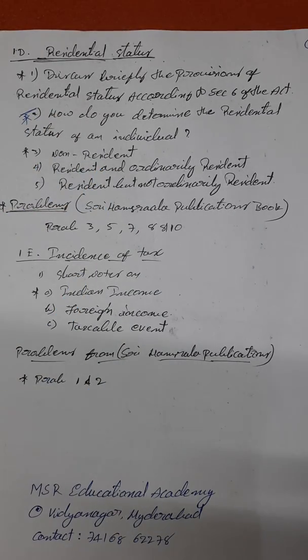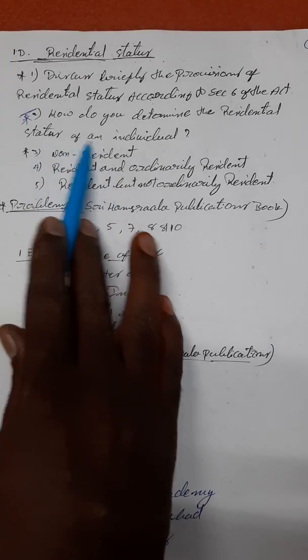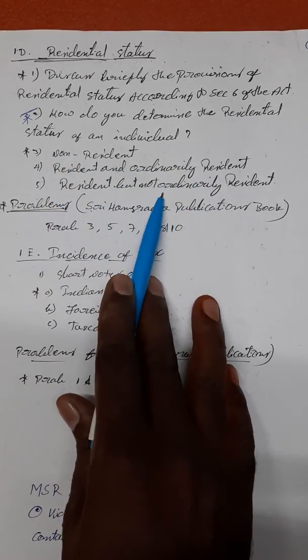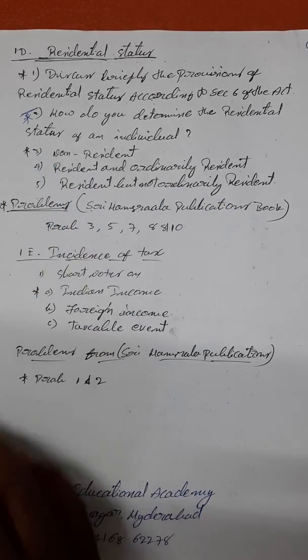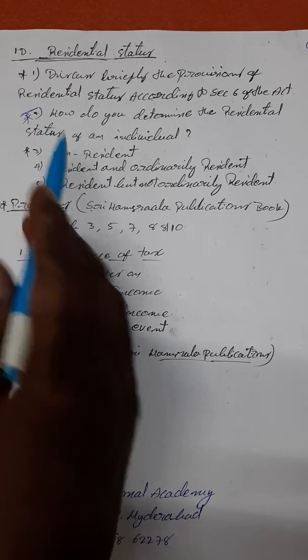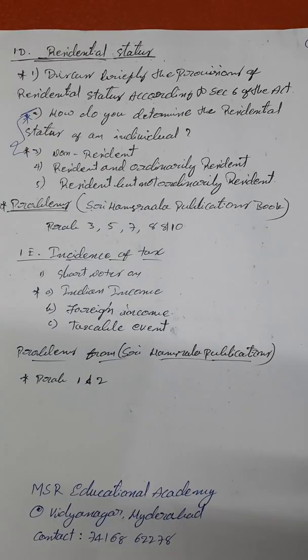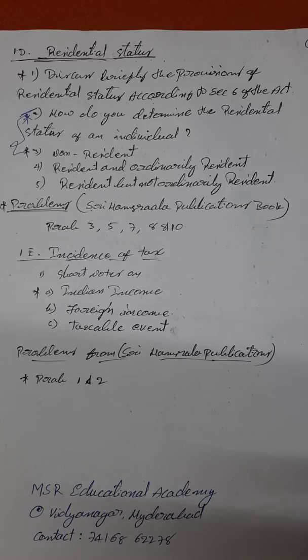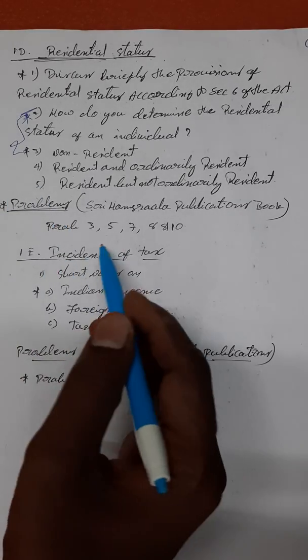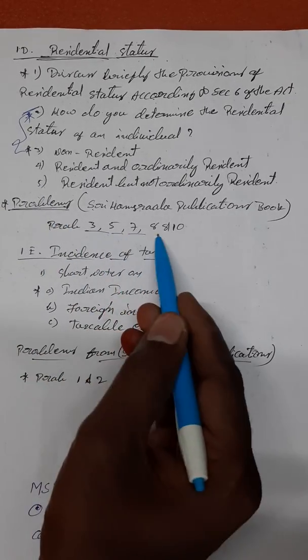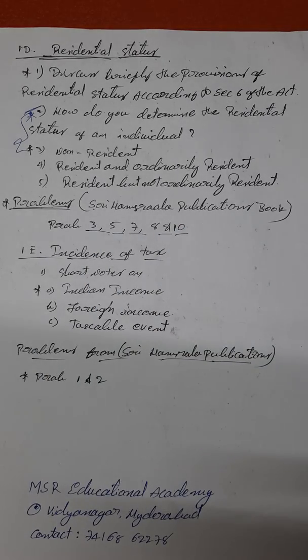Third one, non-resident, resident and ordinary resident but not ordinary resident. This is the third question, third, 4, 5. So it's somewhat related to the second and third one, maximum same questions only. How to determine non-resident, resident and ordinary resident but not ordinary resident. And in this chapter, under residential status, the important questions are 3, 5, 7, 8 and 10. So if you prepare these, at least one of the problems will come, like this type of problem but not the exact one.